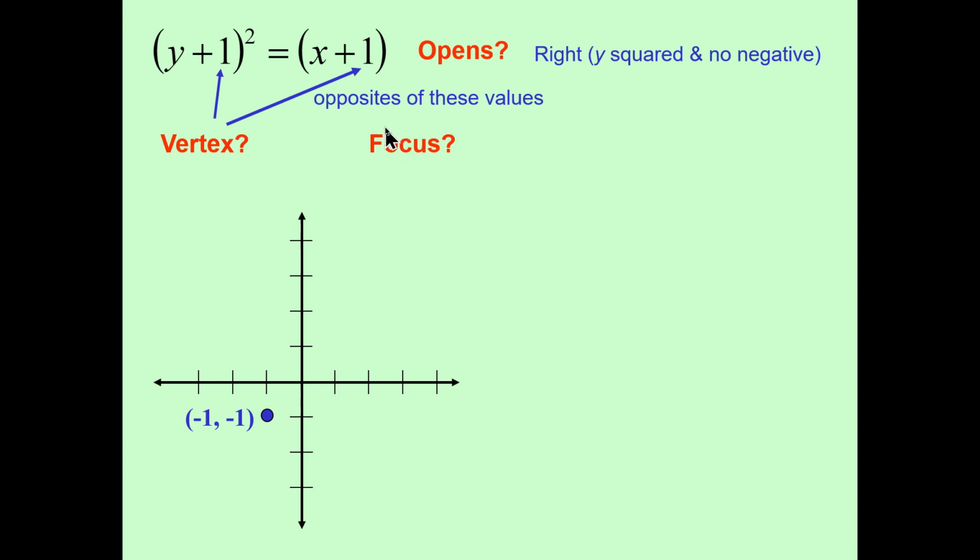So the focus, in this case, we have a 1 there. So 4A is equal to 1, so our focus is going to be a quarter unit back from our vertex. So going back a quarter unit will make this what? A -3/4, -1 looks like. So we have (-3/4, -1) here for our focus.